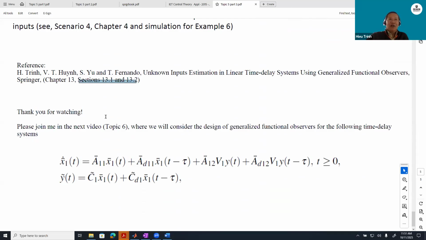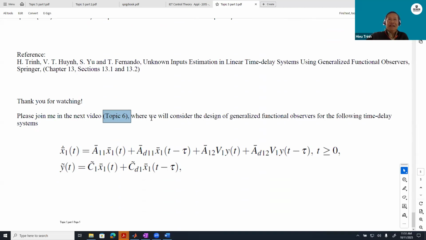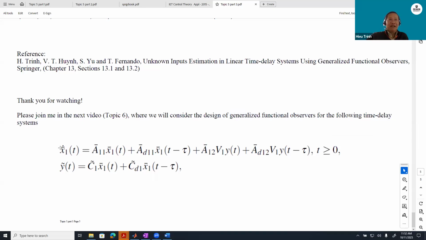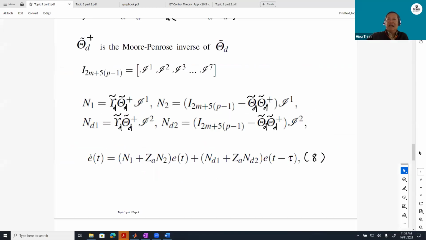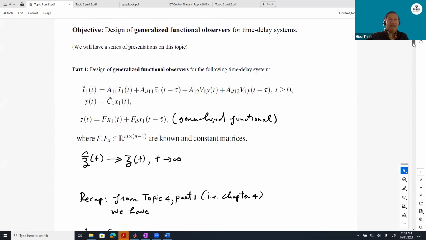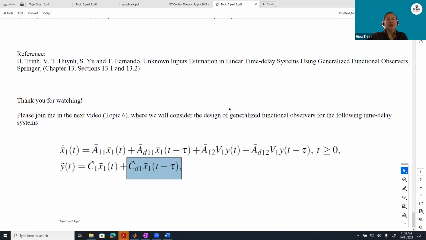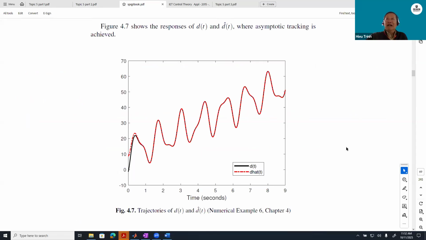In our next video, we're going to go into topic 6. Now, in here, we will discuss the design of generalized functional observers for this time delay system. Now, when we look at this time delay system, the only difference between this one and the one in topic 5 is that in topic 5, we don't have the delay term in there. We don't have it. In this new topic 6, we have it. And where did it come from? It actually came from the decomposition in chapter 5.